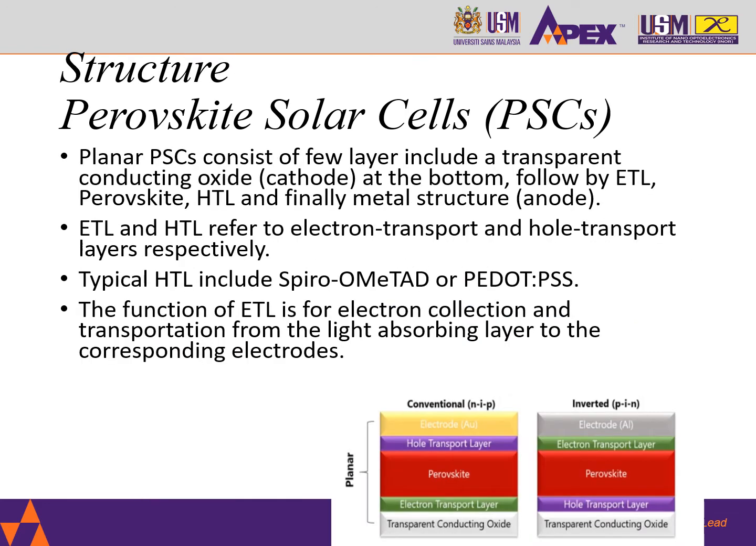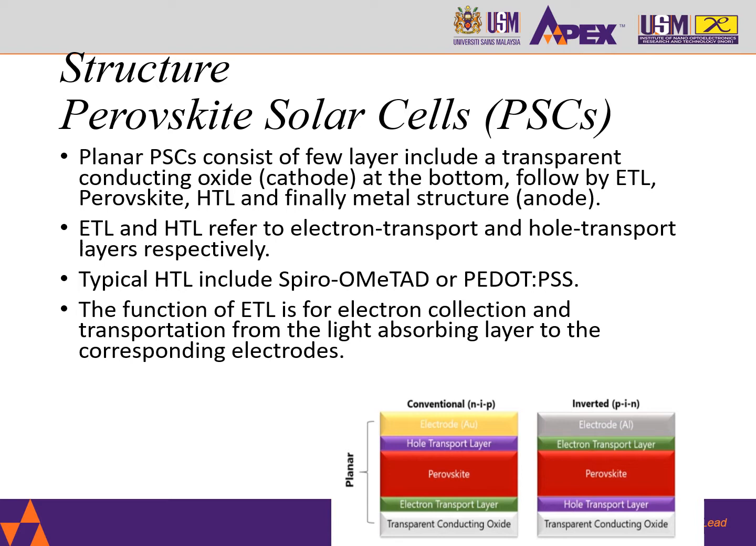From the previous slide, we learned that the planar PSC is the one with the highest power conversion efficiency. If we look at the structure of the planar PSC, what you can see in the bottom right image here consists of two different types. One is the conventional and one is the inverted. The difference between these two structures is the hole transport layer and electron transport layer arrangement. The most commonly used HTL is spiro-OMeTAD or PEDOT:PSS.